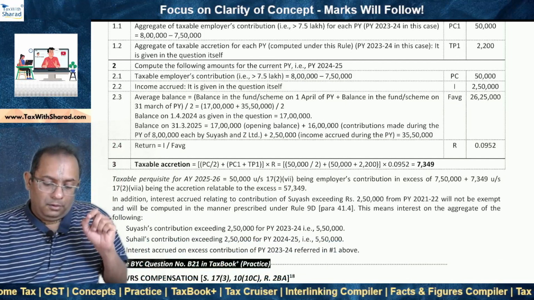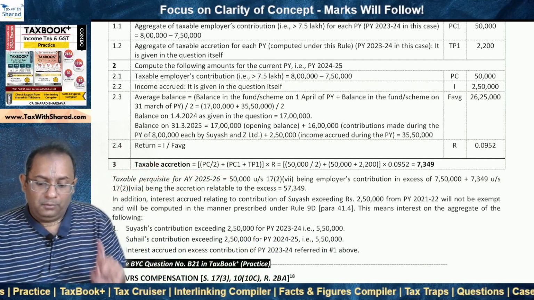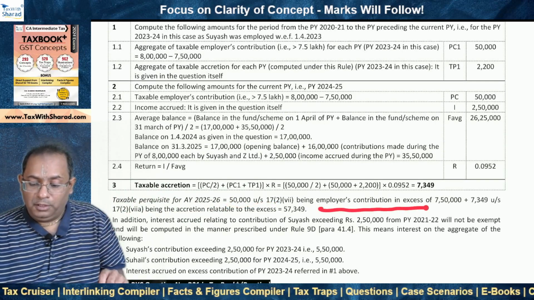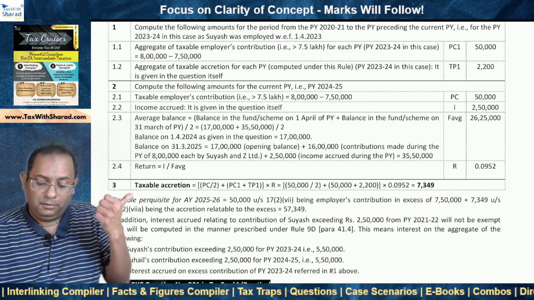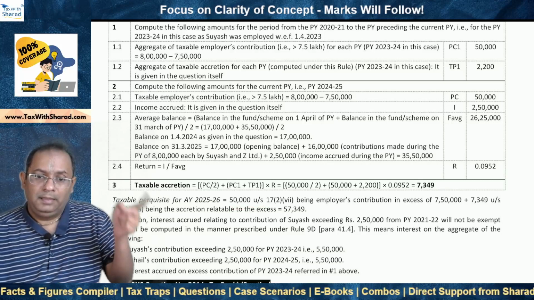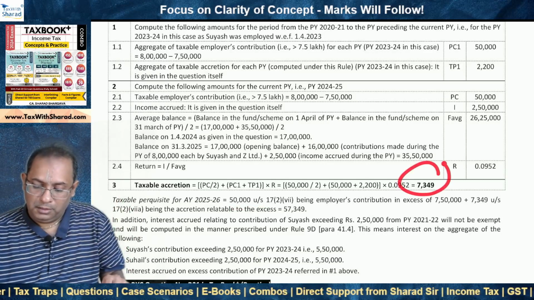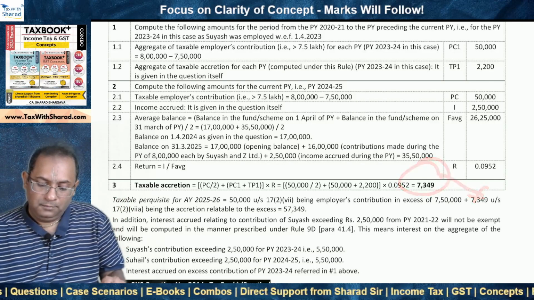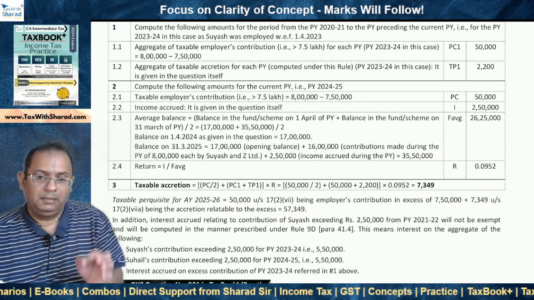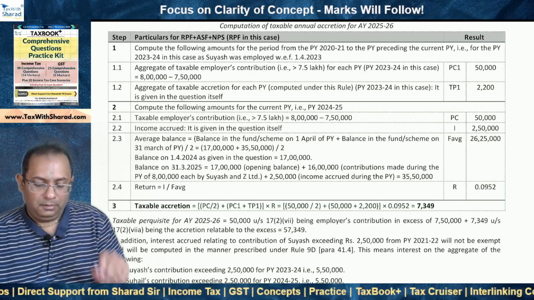So what will be the taxable perquisite for AY 25-26? It will be 50,000 rupees, being the employee's contribution in excess of 7,50,000. 8 lakh is the contribution, so the excess is 50,000. This 50,000 will become taxable, plus the accretion on the excess will become taxable as computed under Rule 3B, which is 7349. So 50,000 plus 7349 will be 57,349, which will be taxable as perquisite under the head salaries. This is for employer's contribution.